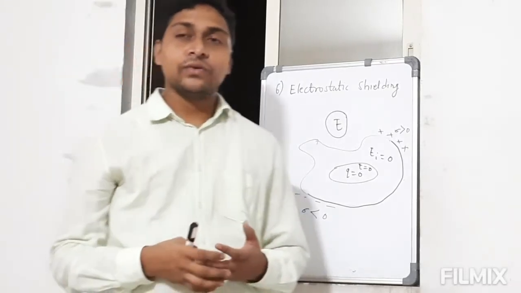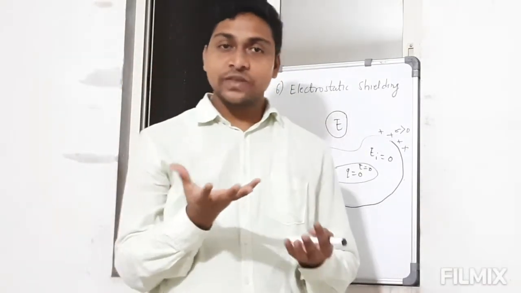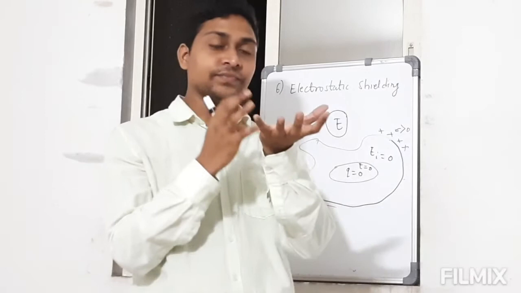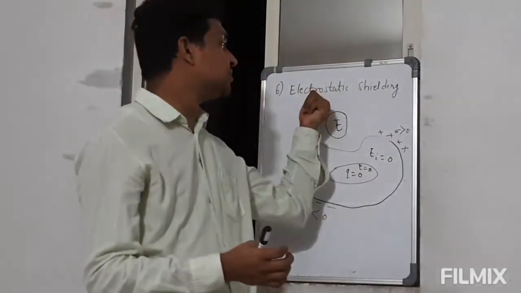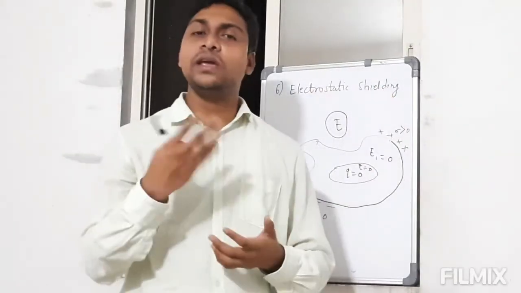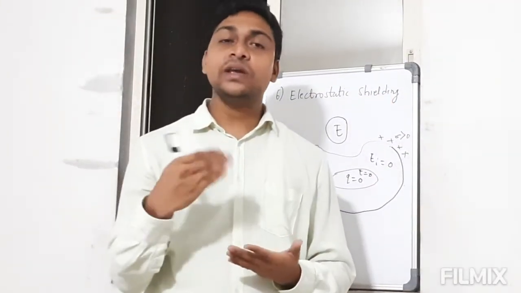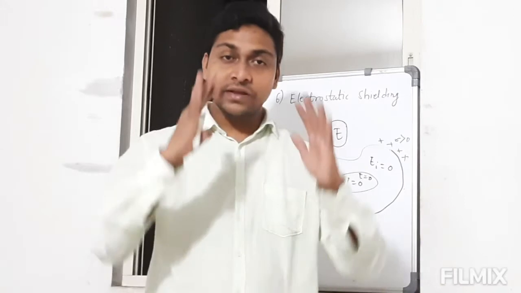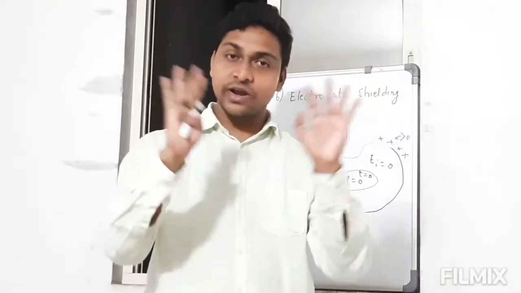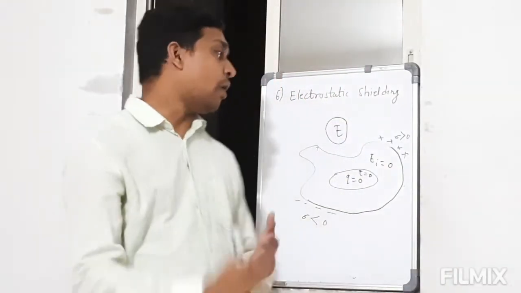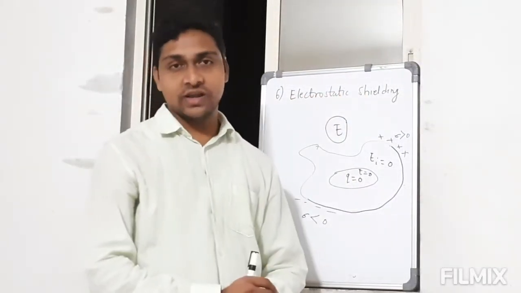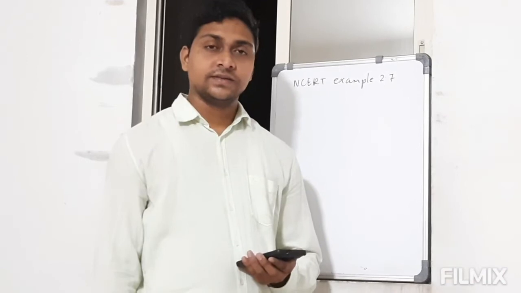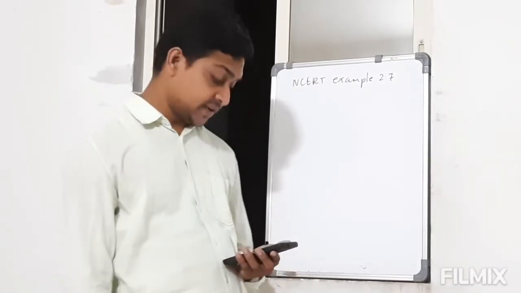Second, if you see the fans, the fan has a metal cover at the center, so there also we are using electrostatic shielding. So many of your electrical appliances have a metal covering or metal body outside, and there they are using the effect of electrostatic shielding. See the NCERT example 2.7. In that, 4 questions are given.